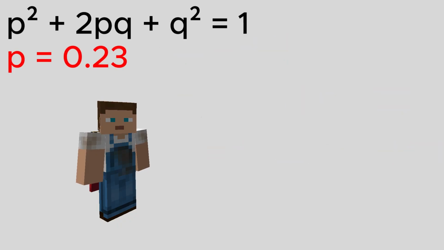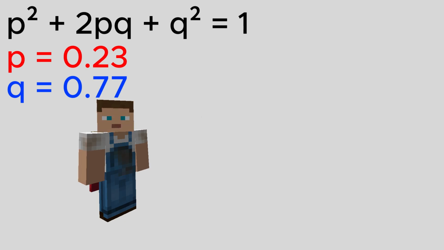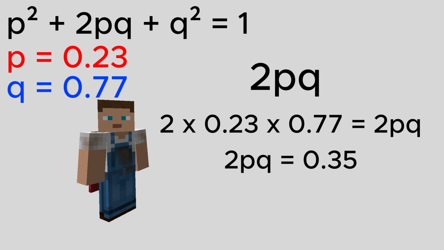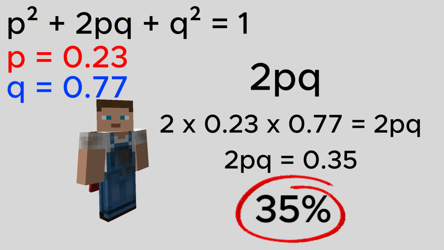We now have all the knowledge we need to solve for the frequency of the heterozygous genotype, which is represented by 2PQ in our Hardy-Weinberg equation. Since we know the values of P and Q, we can calculate the frequency of this genotype. 2 multiplied by 0.23 multiplied by 0.77, this comes out to 0.35. The frequency of the heterozygous genotype for a red or blue sheep is 0.35 or 35%.